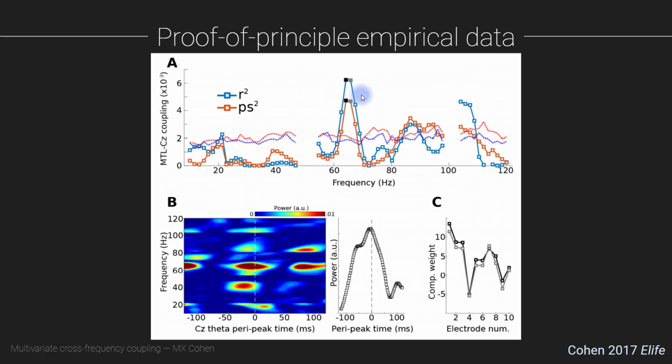So of course we don't know what the ground truth is, but this is statistically significant. Here you see a time frequency plot of the medial temporal lobe component data relative to the theta peak in CZ. Here you see this modulation, and this is the time course of this frequency around 65 hertz. This is the component weighting, so this shows you where in the hippocampus, or where in the medial temporal lobe, is driving these effects.